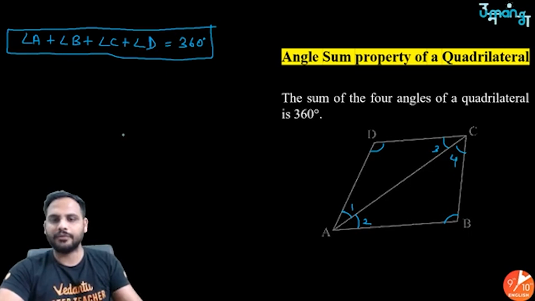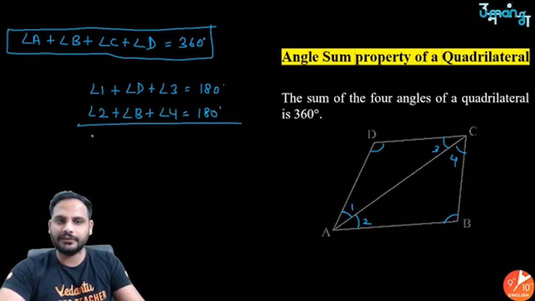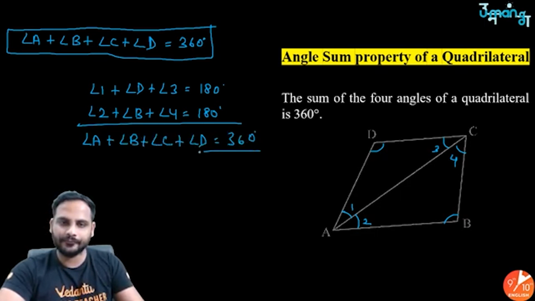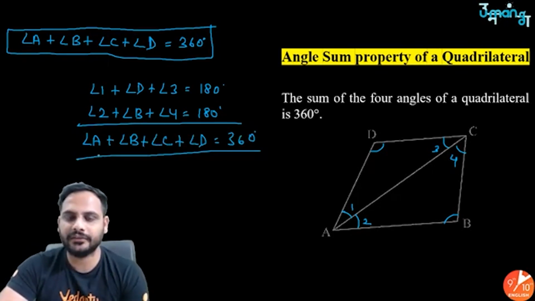If you use angle sum property, you can say angle 1 plus angle D plus angle 3 is equal to 180 degrees. And then angle 2 plus angle B plus angle 4 is equal to 180 degrees. Add both the equations: angle 1 plus angle 2 is angle A, plus angle B, angle 3 plus angle 4 is angle C, plus angle D, is 180 plus 180, 360 degrees. Got it? This is how you can get the proof for the angle sum property. Very easy proof. So this is the first property, very important one.